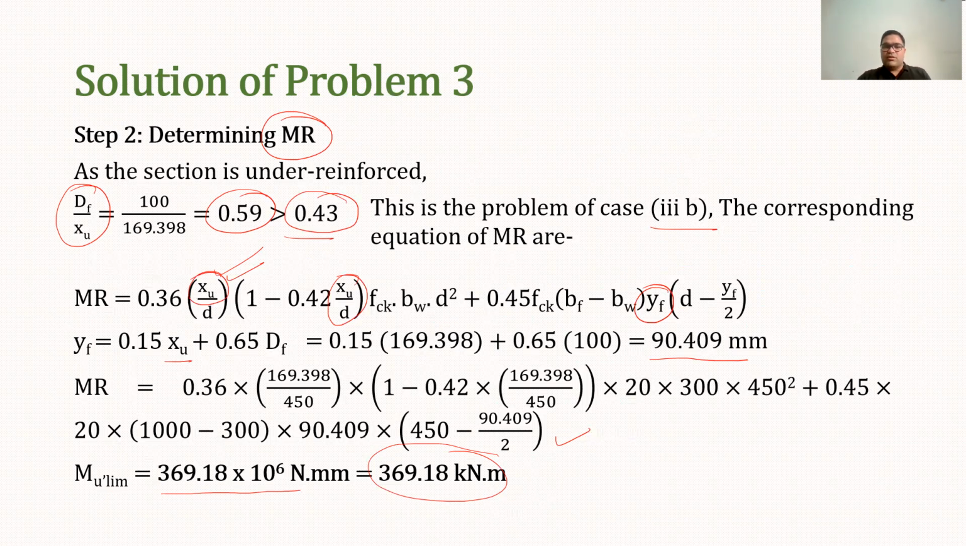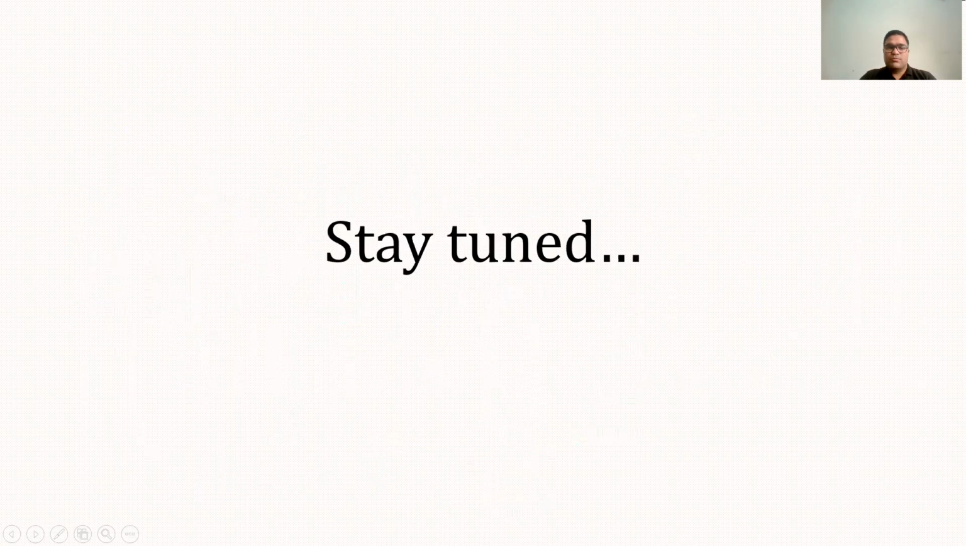You can see all the values of moment of resistance are changing by changing the amount of steel. So now in the next problem, we will take another example with the same figure by changing the value of area of steel. So we will go to the next problem now.